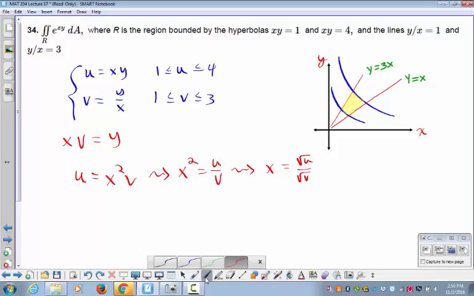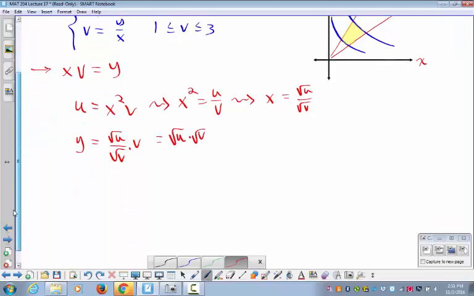Now we know x, we have to solve for y. From this equation, y is equal to x times v. So we do square root of u over square root of v multiplied by v, simplify that, and we get square root of u times square root of v. I'm leaving it separate because we have to integrate with respect to u and v, and it's going to be cleaner. All right, so let's find our Jacobian.